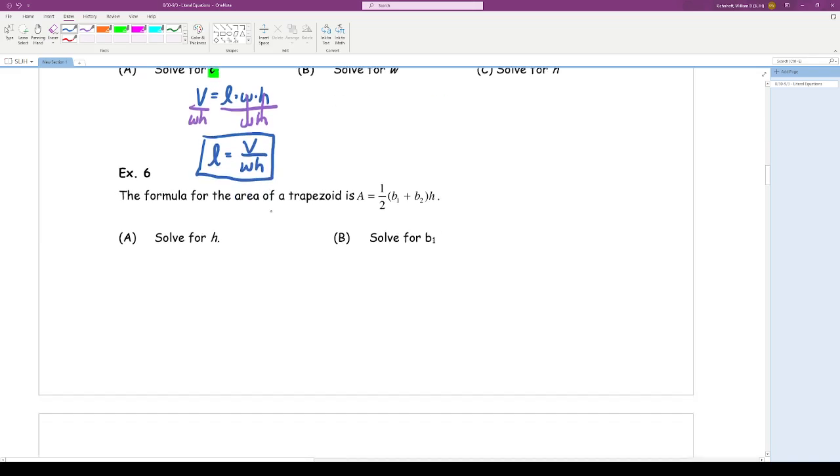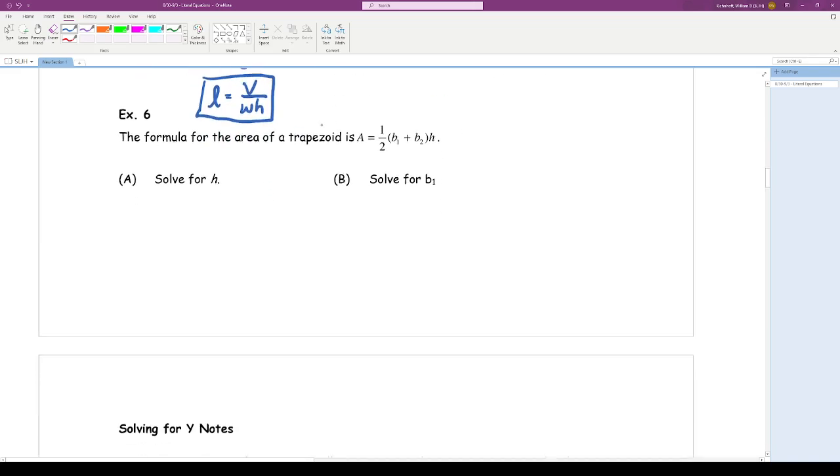Now we're going to move on to a more intimidating looking equation, the area of a trapezoid. So we have an addition happening in parentheses, a 1/2 multiplied outside and an h multiplied outside. First, we're going to try to solve for h. H is over here, and we've multiplied it by 1/2, and we've multiplied it by b1 plus b2 altogether.